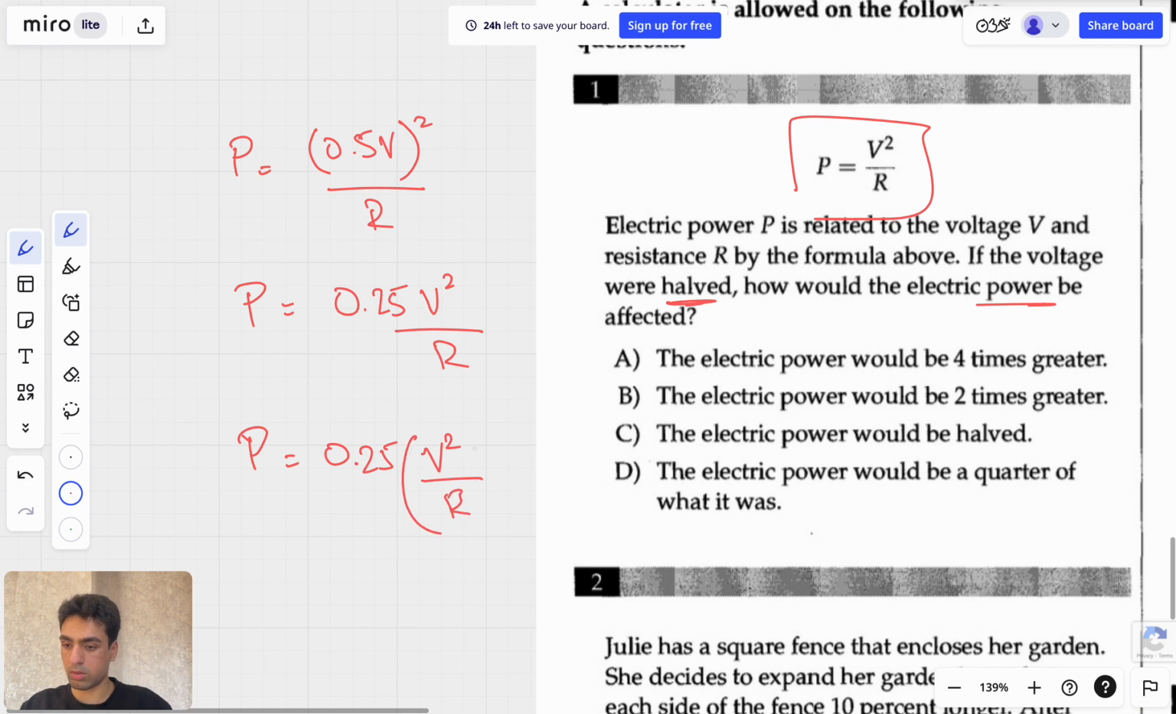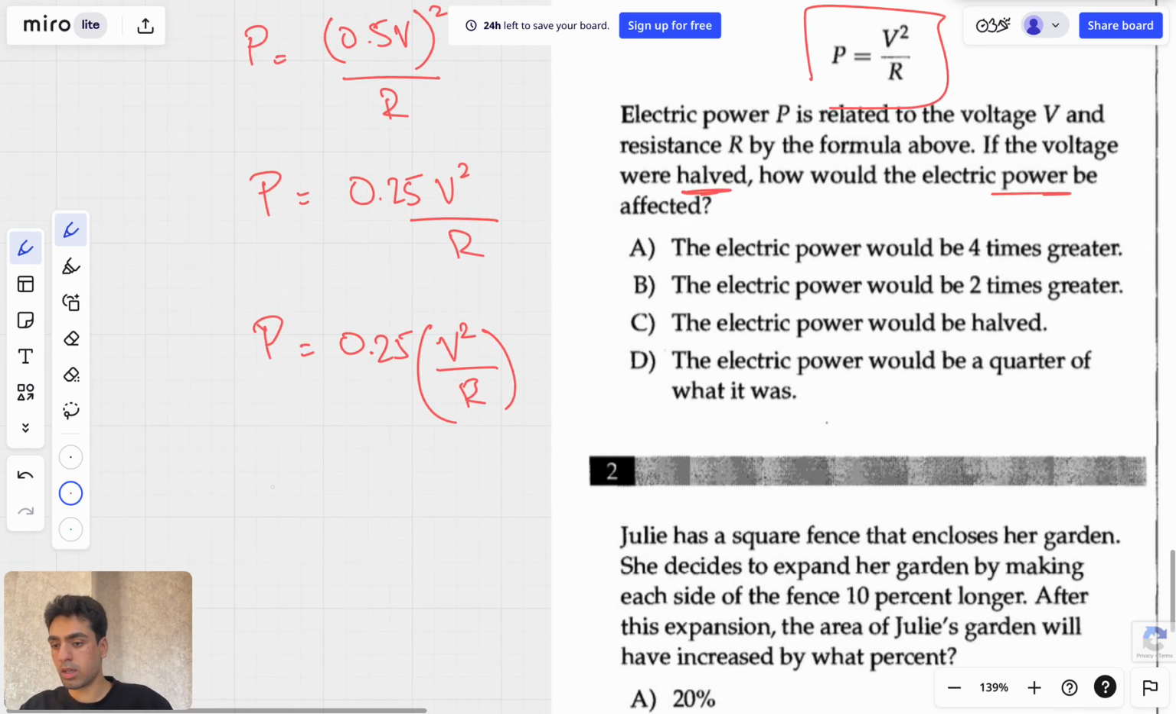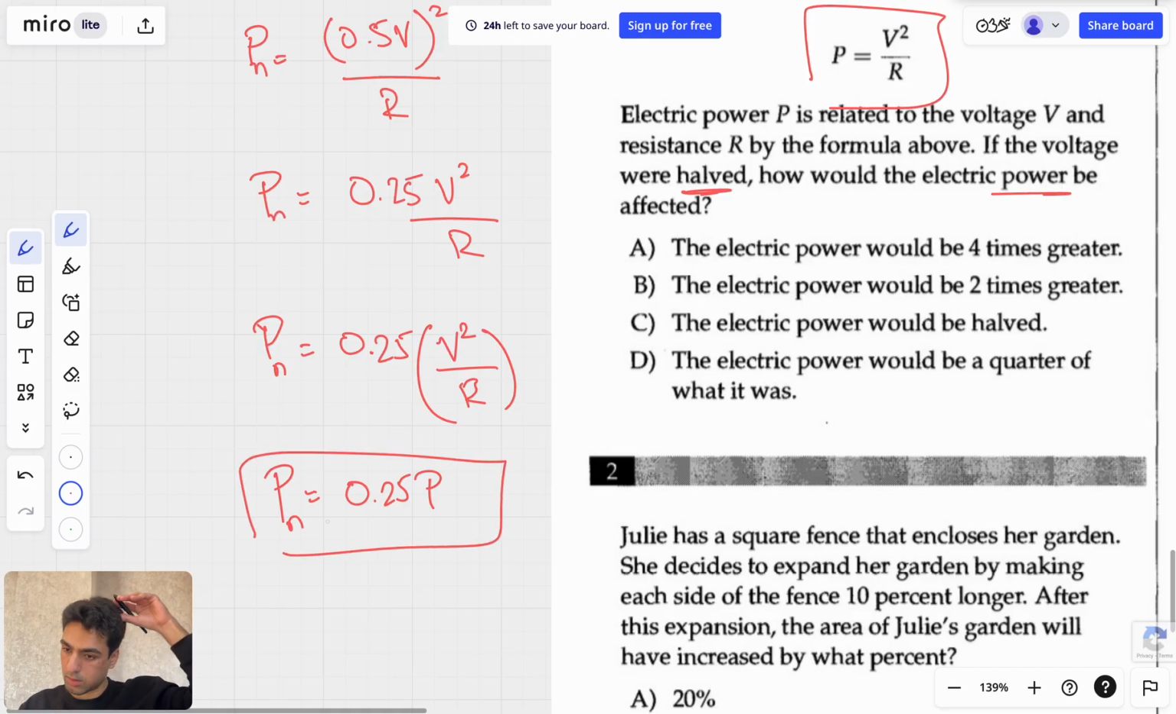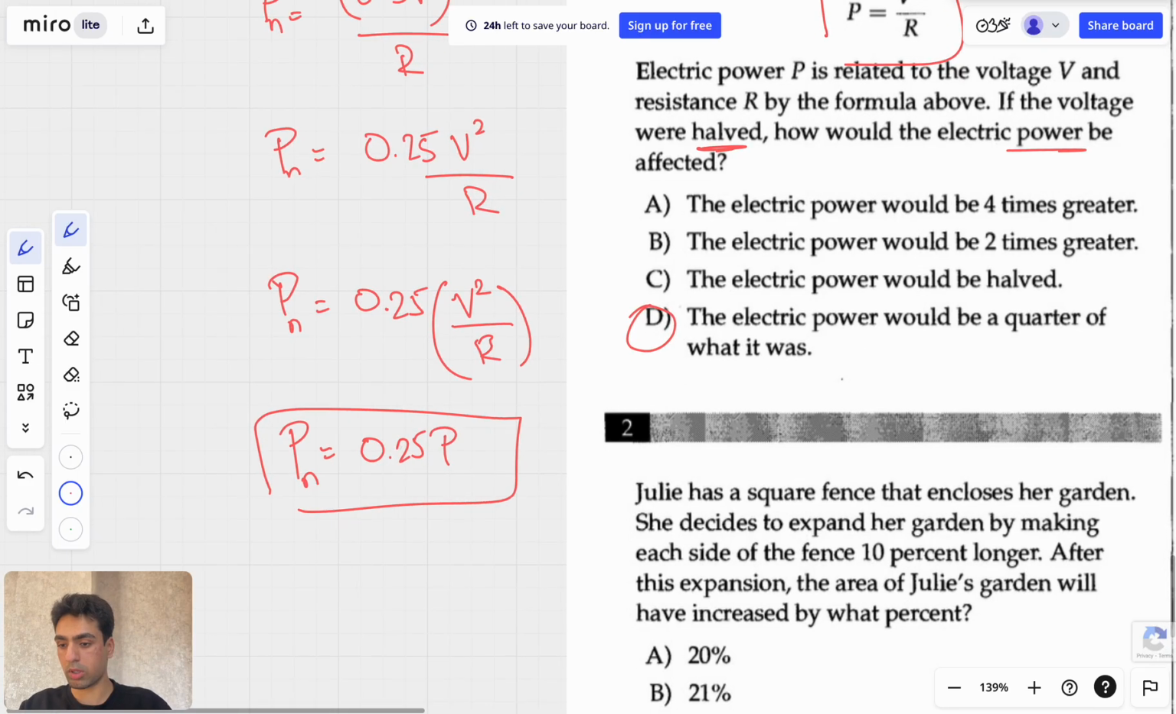Now this is the original, which means you can write this as P is equal to 0.25 P, and that's the new power, right? That's the new one. So we can write this as it's 25% of the original, or you can say it's a 75% decrease. Or in this case, we will say that it is a quarter of what it was, because 0.25 means 1/4. So you can write this like this as well. So it's a quarter of the original.